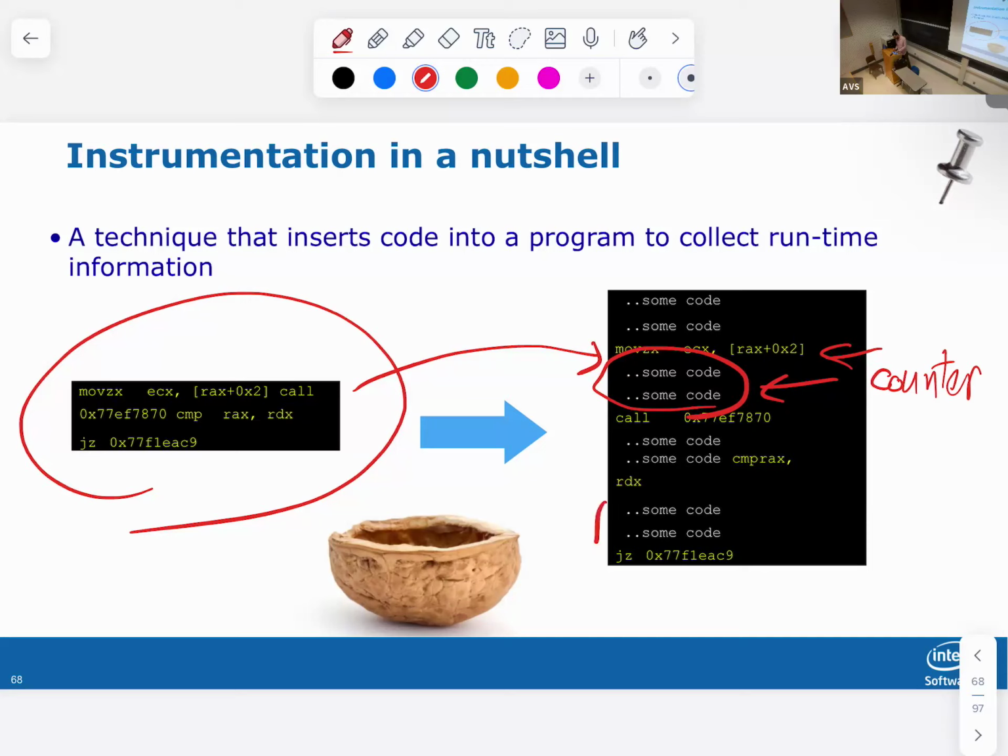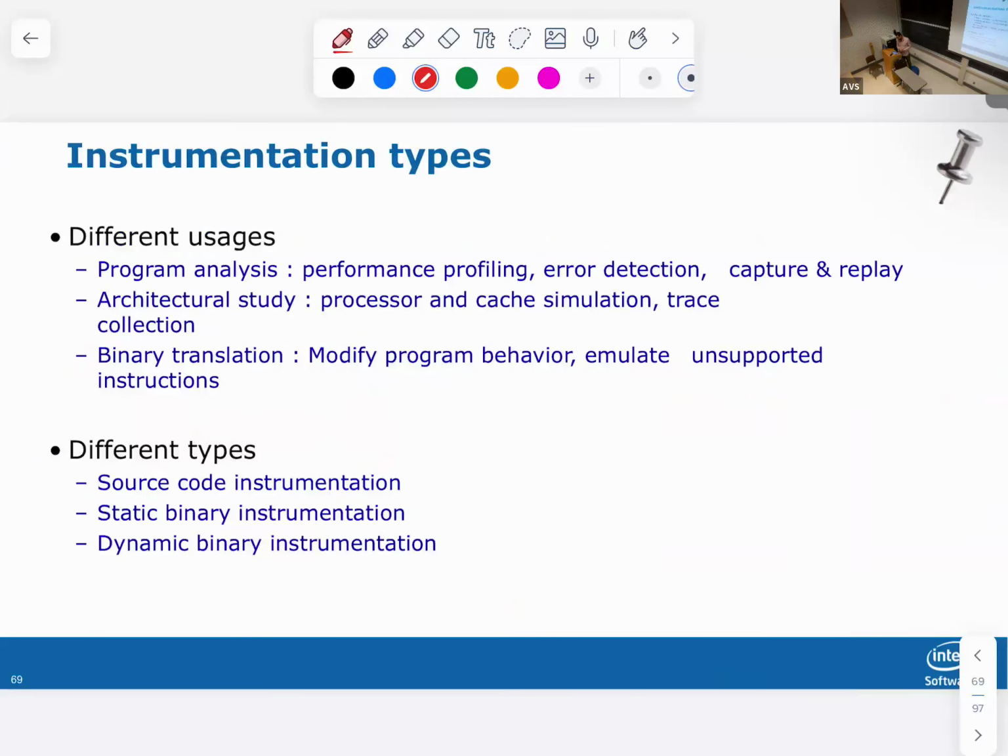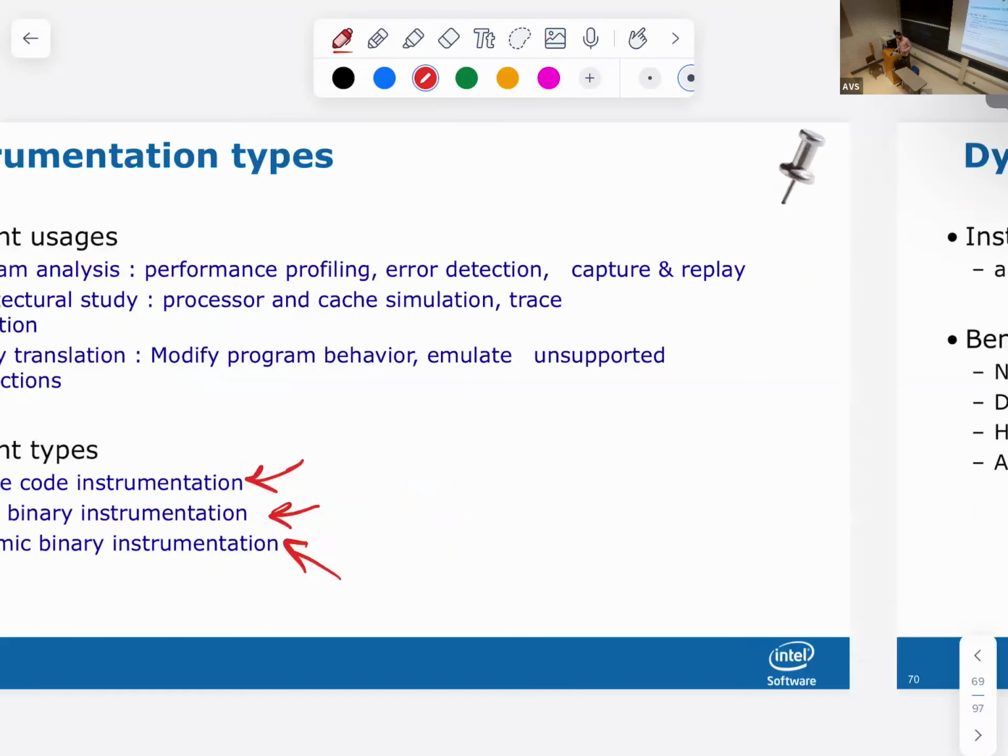And you can do more sophisticated things with Pin tools. Again, if you're interested, you can go and take a look at it. There are different usages of Pin tool. You can do program analysis, error detection, and architectural studies. So it's not just telling you about the ISA. It can also tell you about things such as the number of cache misses, branch misprediction, stuff like that. You can instrument your source code, so you can insert this at the C level. You can even do it at the static binary level, or dynamically during the execution. All three are possible with Pin tool.